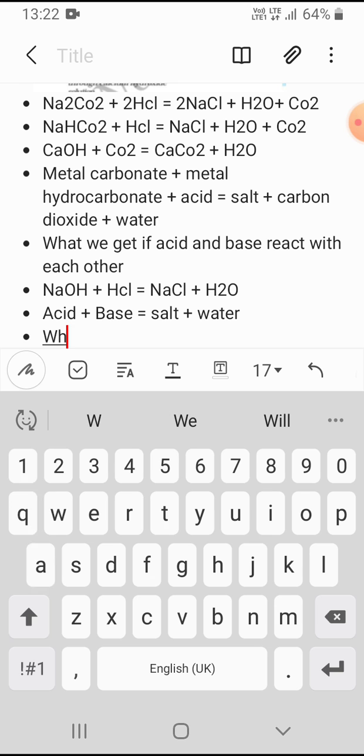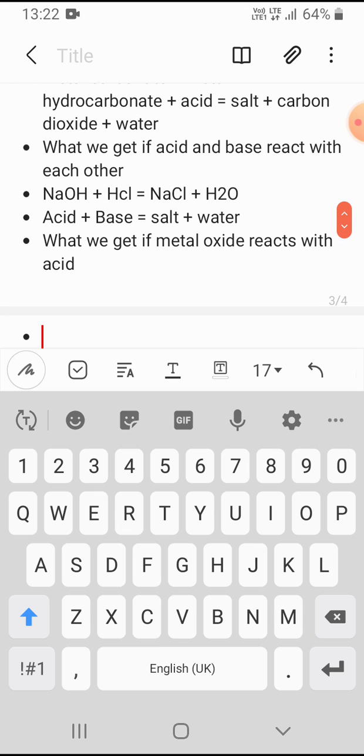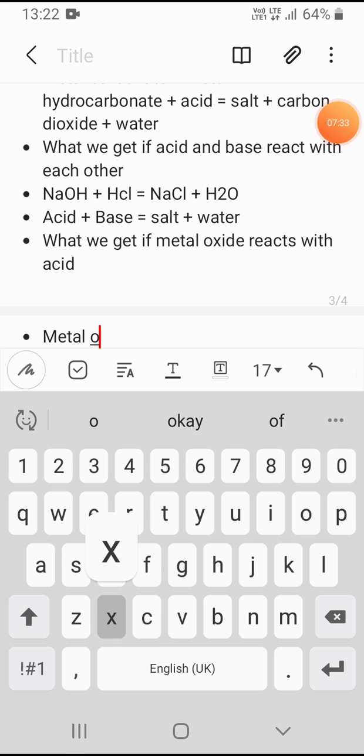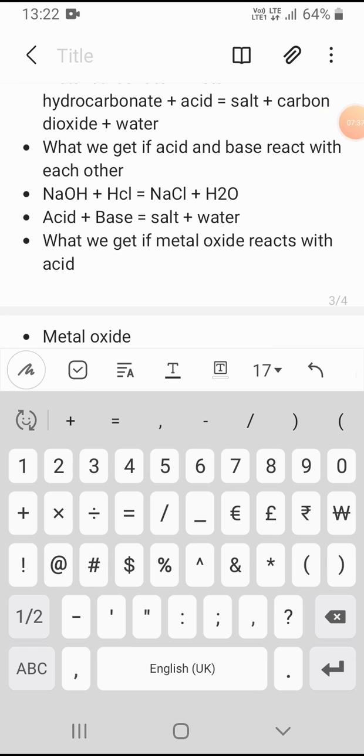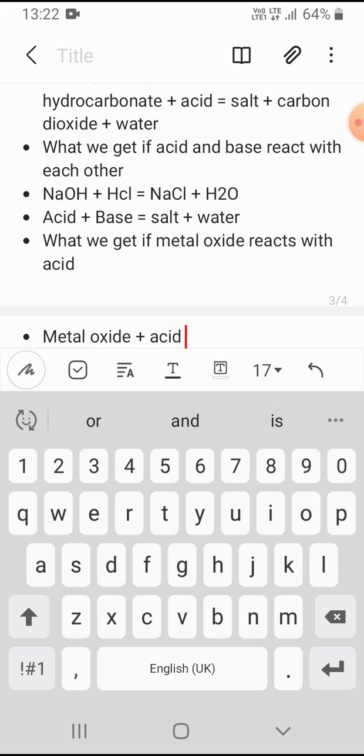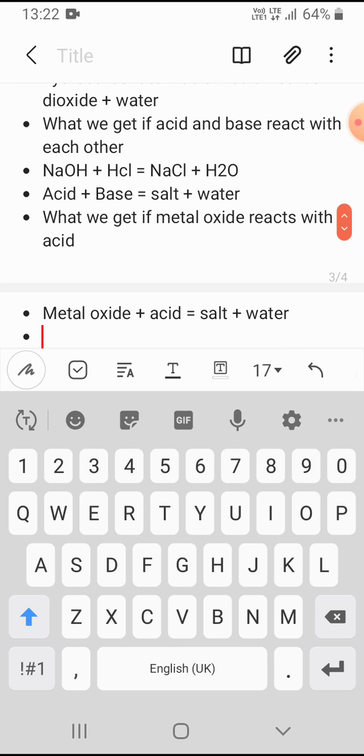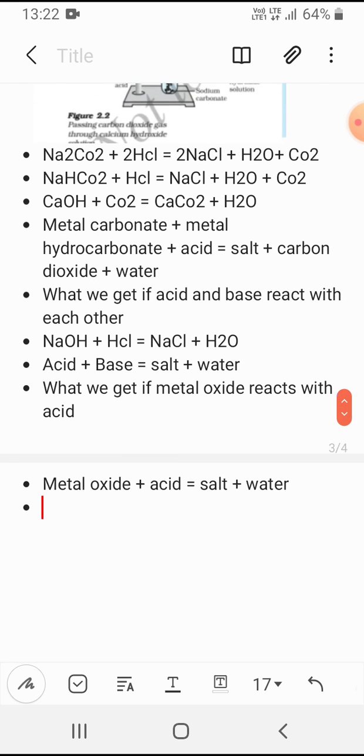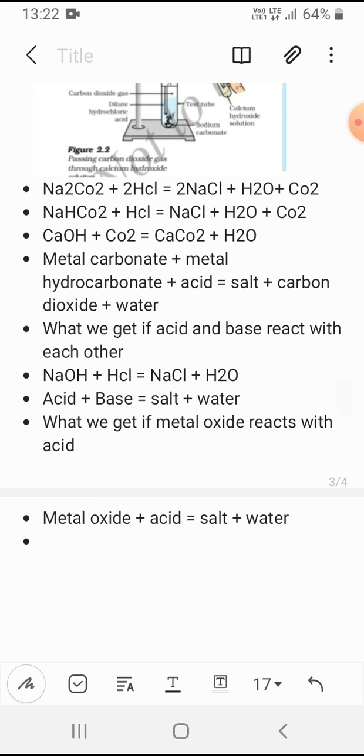So next, what do we get if metal oxide reacts with acid? When metal oxide reacts with acid, we get salt and water only. The metal oxide is a base, and when acid and base react with each other, we get water and salt. Like that only, when metal oxide reacts with acid, we get salt and water.